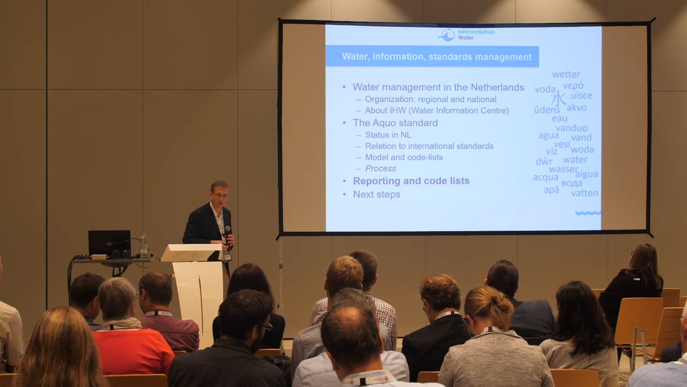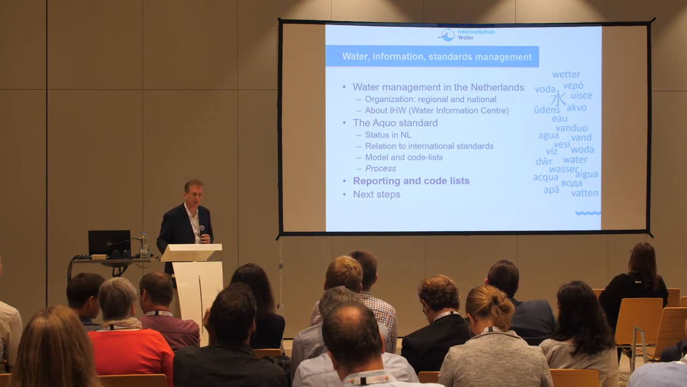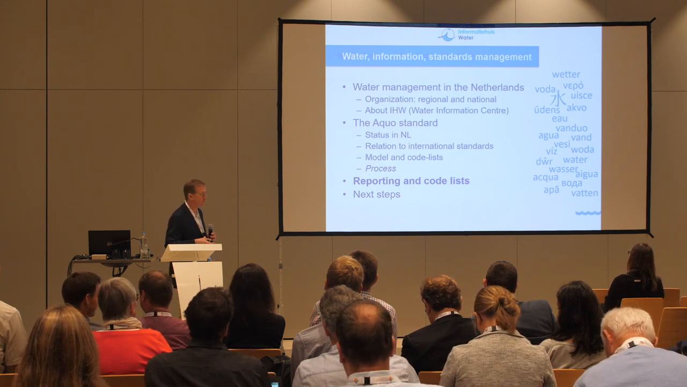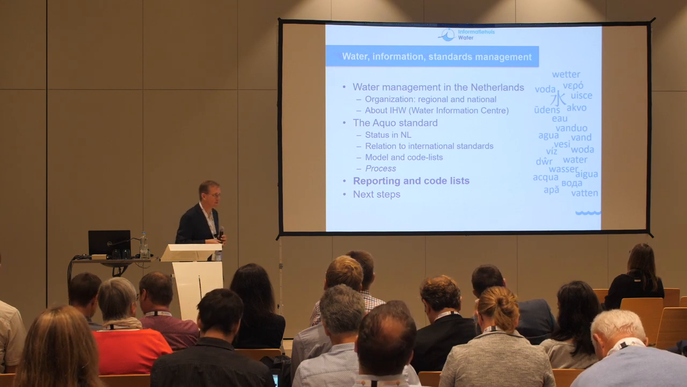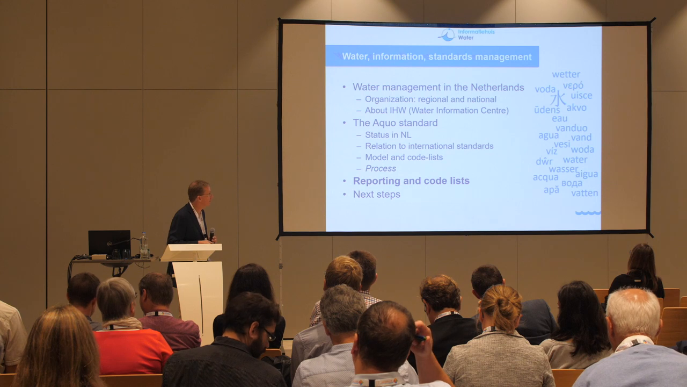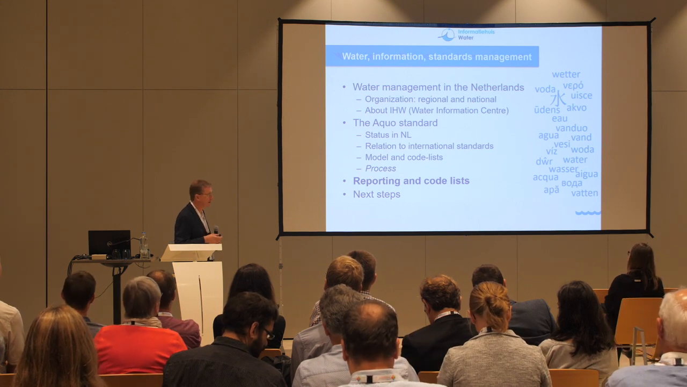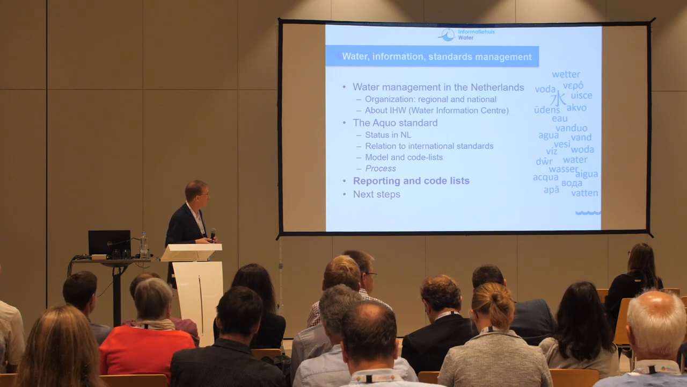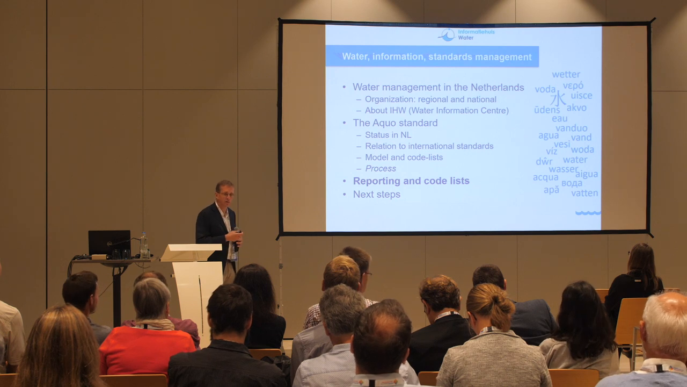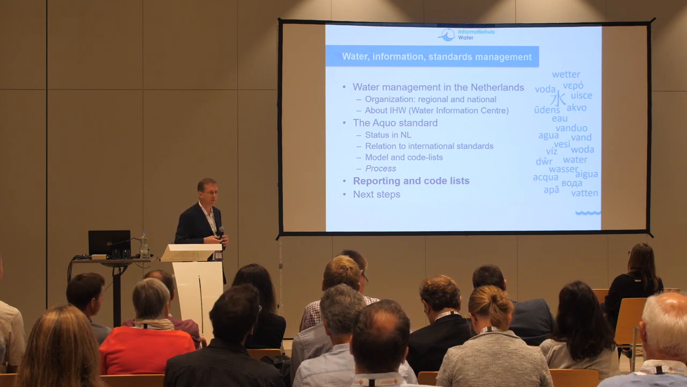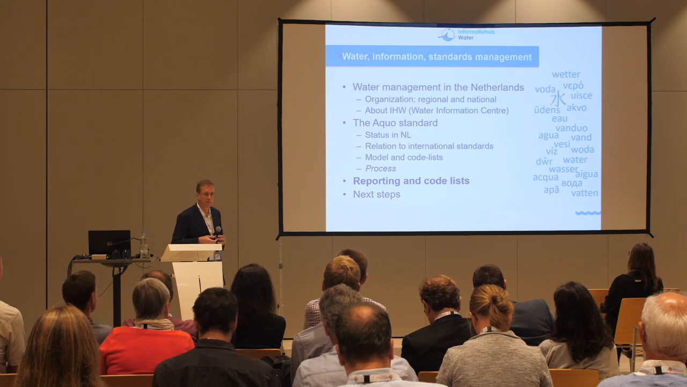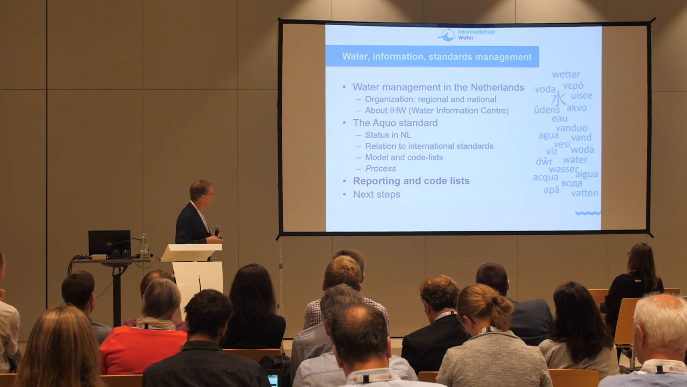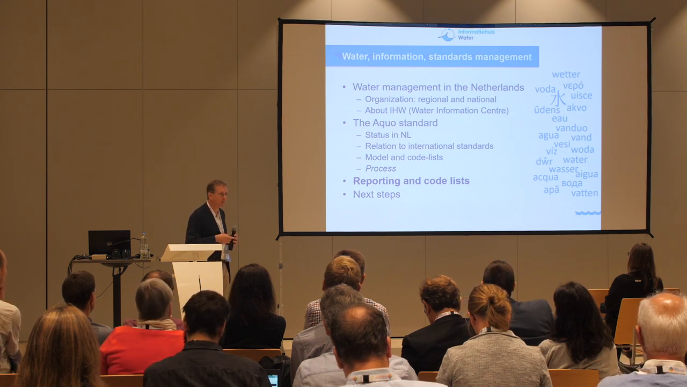I'm going to tell you first something about water management in the Netherlands, because there's some background which led to the standard which we now have. Then I'm going to tell you something about the standard for water information, which we have in the Netherlands, in relation to international standards, what it consists of, a model, code lists, and something basically about the process of managing such a standard. Because I think that in Europe we need a management process for a standard, and especially for code lists as well. And then I'm going to tell you something about the relation between reporting and code lists.